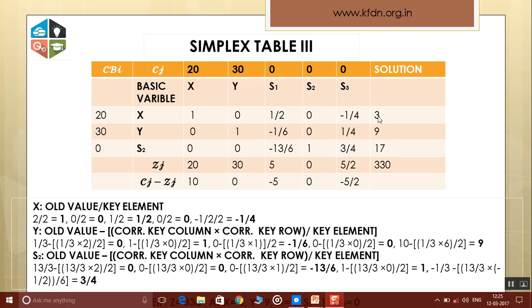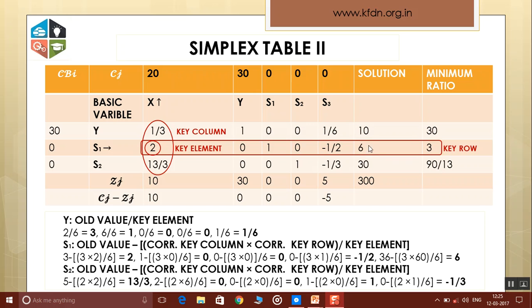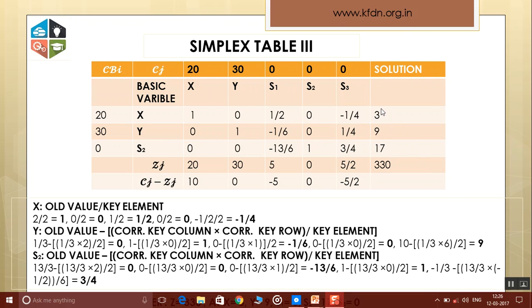Again the solution variable will be calculated in the same way, which was 6 over here, which will be divided by the key element 2. You can see over here 6 divided by 2 is equal to 3. Now y and s2 are the existing variables, which will be calculated following this formula: old value minus corresponding key column into corresponding key row divided by key element. You can see the old values, corresponding key column, and the corresponding key row, as well as the key element, from the earlier table. I have written over here the old value was 1 by 3 minus corresponding key column 1 by 3 into corresponding key row 2, and the key element was 2, which equals 0. You can see all the calculation and check your calculation from over here and calculate all the values.